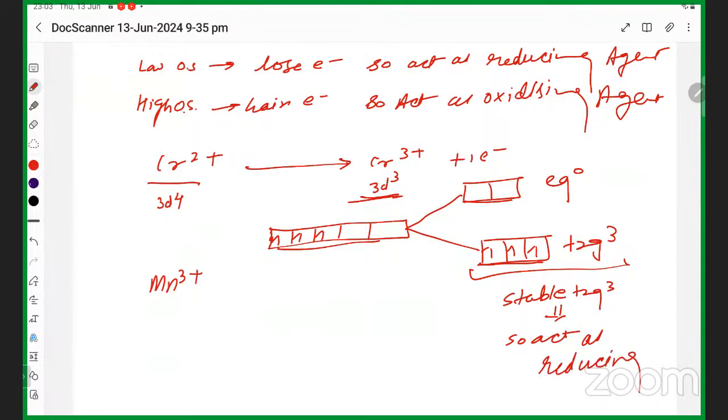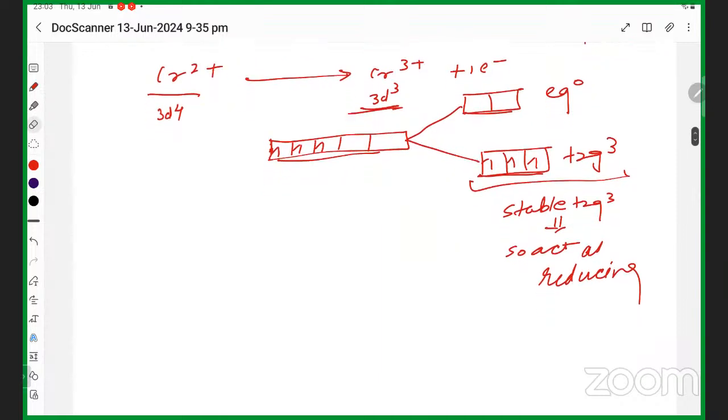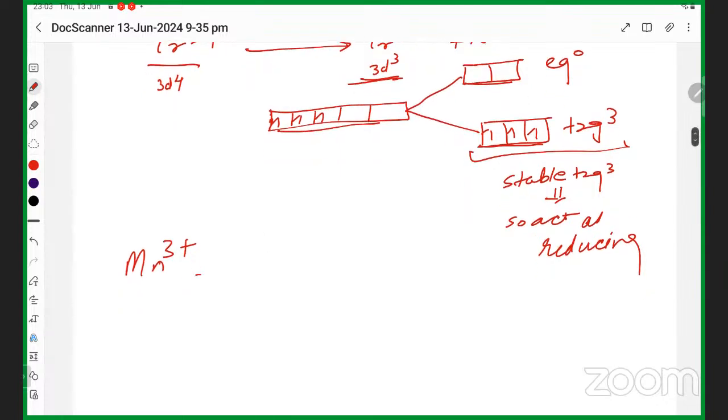Now the other one you see, Mn3 plus. Compared to Cr2 plus, Mn3 plus is what? That is a higher oxidation state, yes or no? Yes. High means it is going to gain one electron. So it will convert into Mn2 plus. Here the configuration is 3d4. Taking one electron, it converts into 3d5.